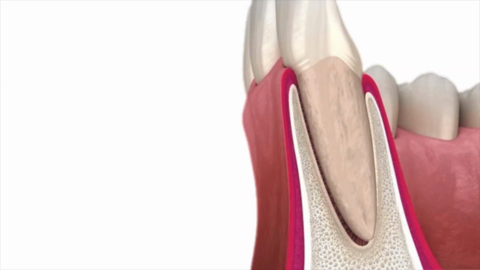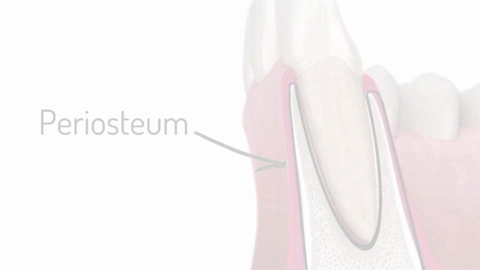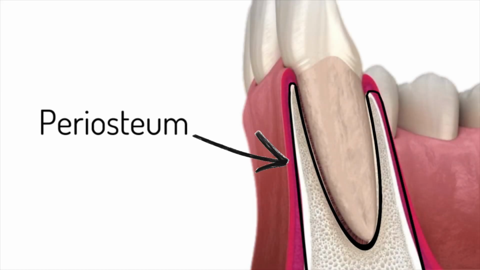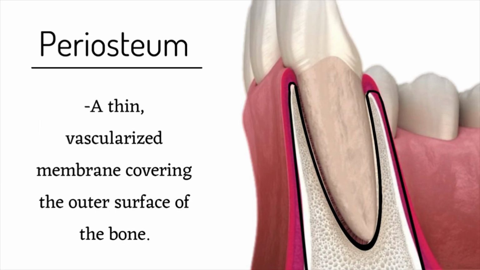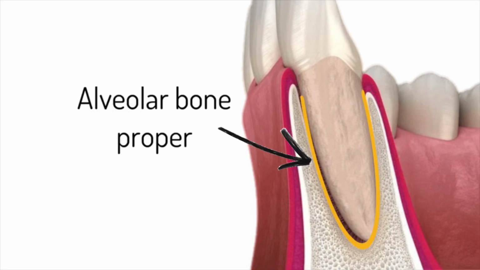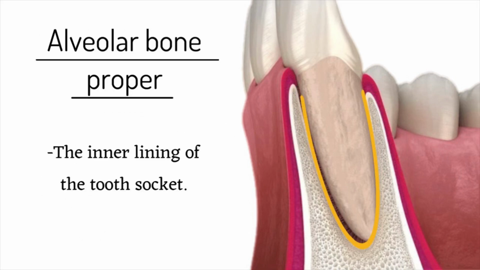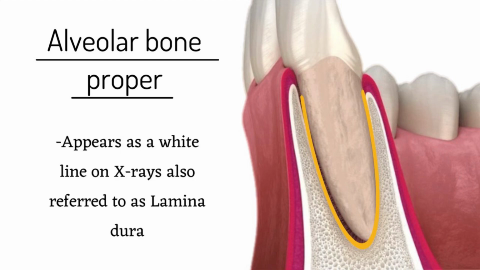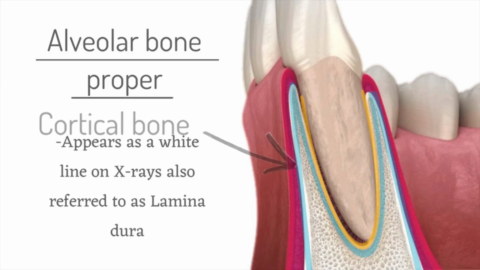The alveolar process is composed of 4 layers. The periosteum, which is a thin vascular membrane that covers the outer surface of the bone. The next layer is the alveolar bone proper, the inner lining of the tooth socket, and appears as a thin white line on radiographs, also referred to as the lamina dura.